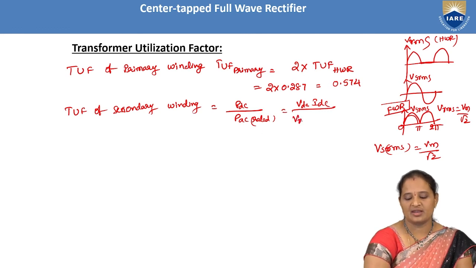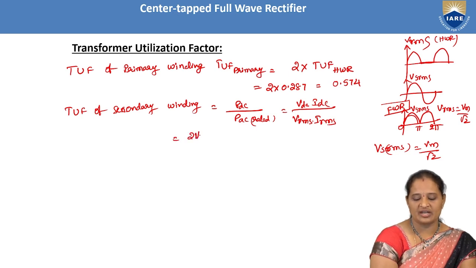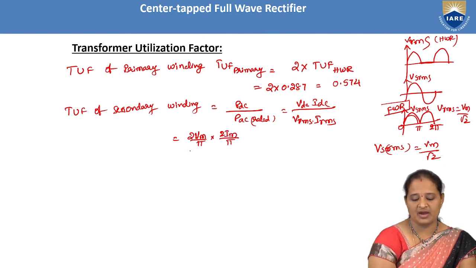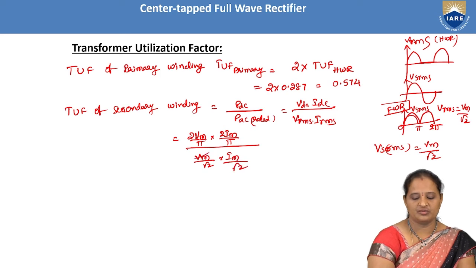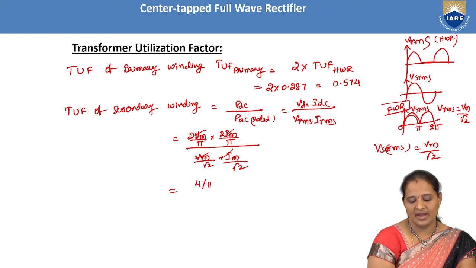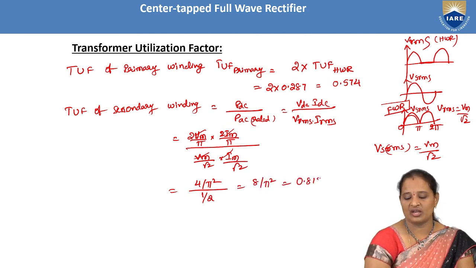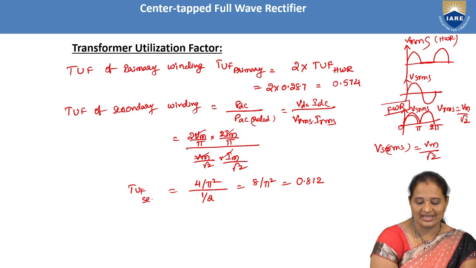So now this can be calculated as VDC into IDC divided by VRMS into IRMS. The VDC value we know, that is 2Vm by pi, into 2Im by pi, divided by the VRMS value, which is Vm by root 2 into Im by root 2. So Vm, Im get cancelled. So 4 by pi square divided by root 2 into root 2, it is 2. So that is 8 by pi square, whose value we have got as 0.812. So this is nothing but TUF of secondary.